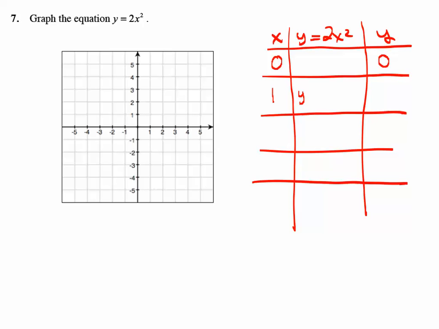Okay, so let's go for it here. Plug in a 1. 1 squared is a 1. Times 2, just gives me a 2. I'm going to put in some other ones here just because I know what the graph's going to look like. Plug in -1. How about plugging in a +2 and a -2? I'll let you guys do that.